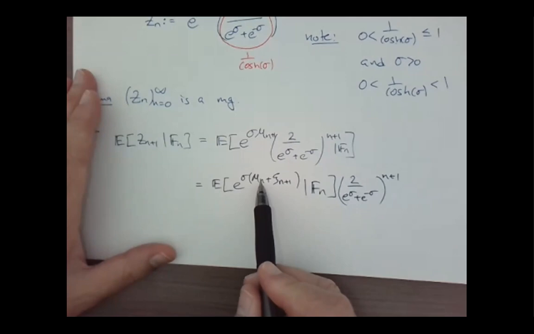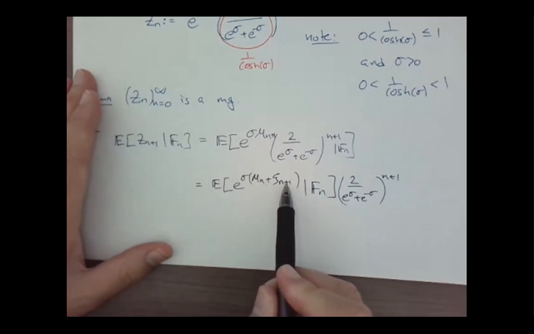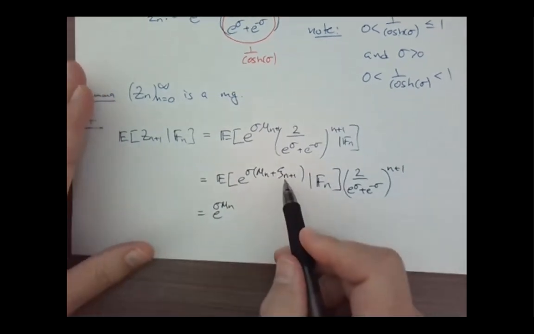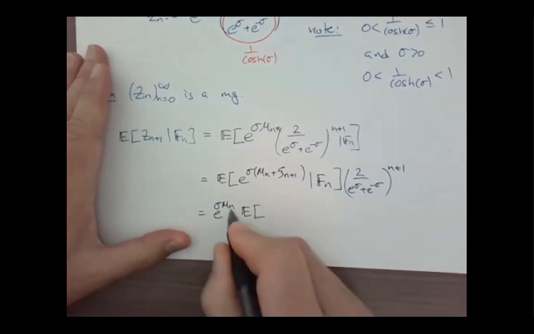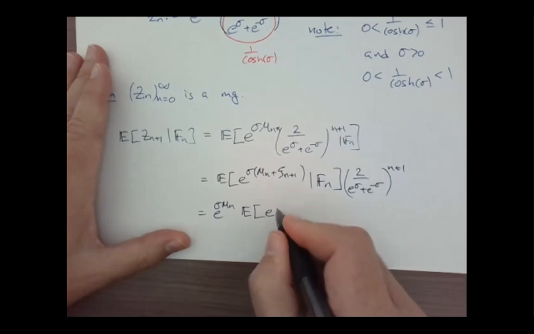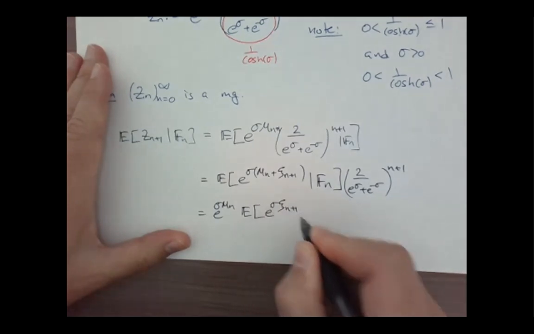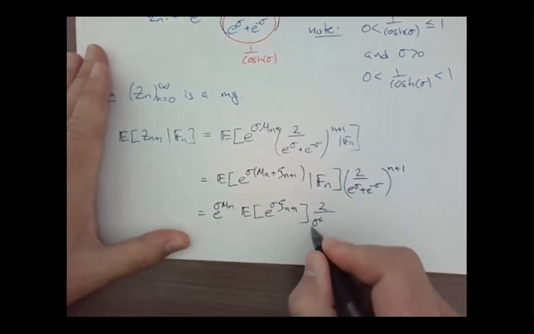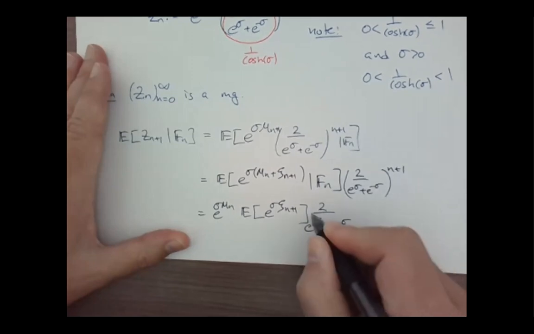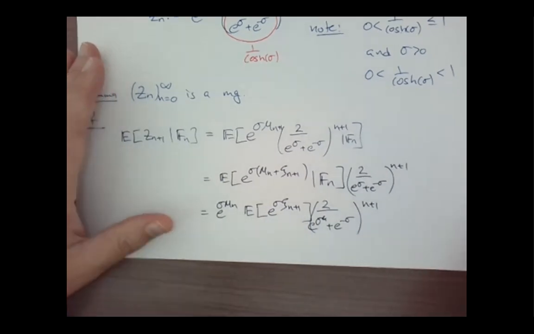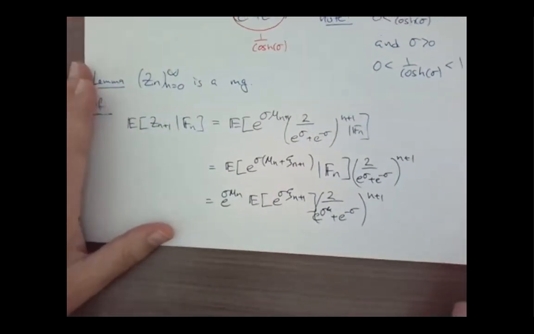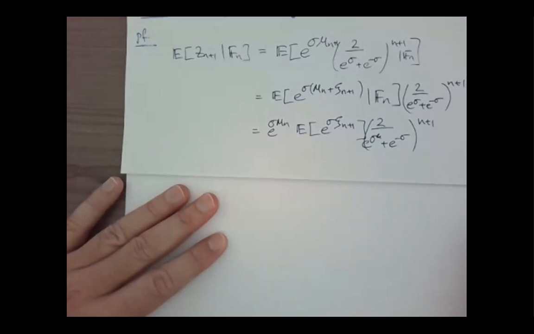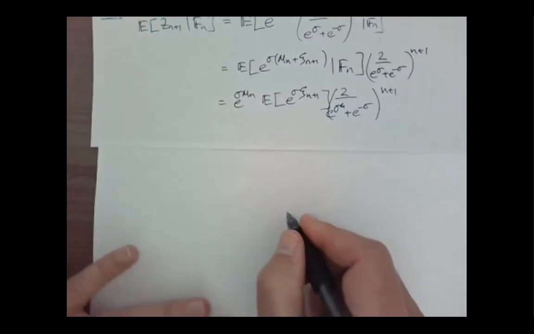And so this is measurable, this is independent. We'll take the measurable part out, e^(sigma M_n), and then the other one is independent. So we will replace the conditional expectation with the unconditional one. And then we need the factor out here, (2 divided by e^sigma plus e^(-sigma)) to the n plus 1. Okay, so we're almost there.